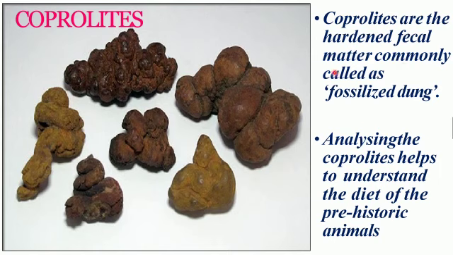Coprolites are the hardened fecal matter, commonly called fossilized dung. It is nothing but the fecal matter or waste of animals. And why is hardened fecal matter collected? Analyzing the coprolites helps to understand the food habit or diet of prehistoric animals. Yes, these are the waste or fecal matter of various animals collected as fossils, called coprolites. Why are they collected and observed? To understand the food habit or diet of prehistoric animals like dinosaurs. Okay, we can analyze. Thank you.